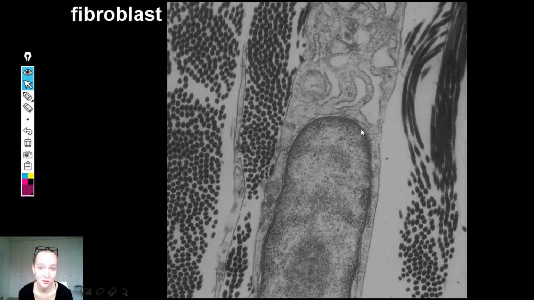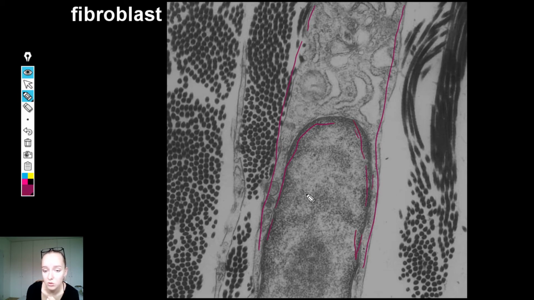Here we can see a picture from electron microscope. So once again, really narrow cell, spindle shape, but we cannot see it right here because it's just a part of a fibroblast, but very light oval nucleus right here. So there is the nucleus, and you can see also granular endoplasmic reticulum, the cisternae of granular endoplasmic reticulum right here. So that's why the cytoplasm is basophilic.